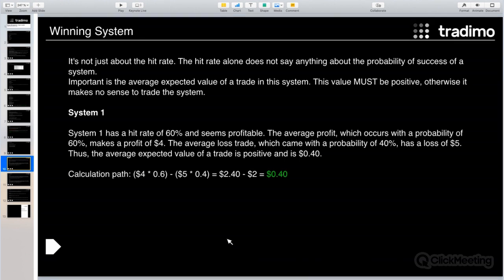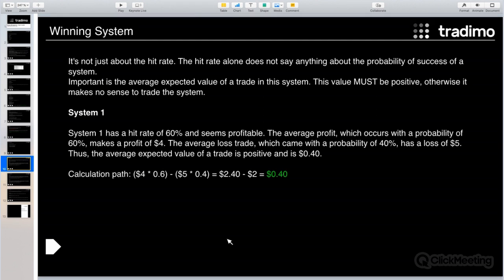Important is the average expected value of a trade in the system. The expected average value of a single trade must be positive. Otherwise, it makes no sense to trade the system. Absolutely correct, Hans-Peter. So for example, system 1 has a hit rate of 60%.